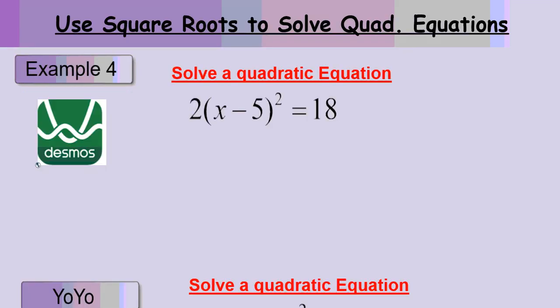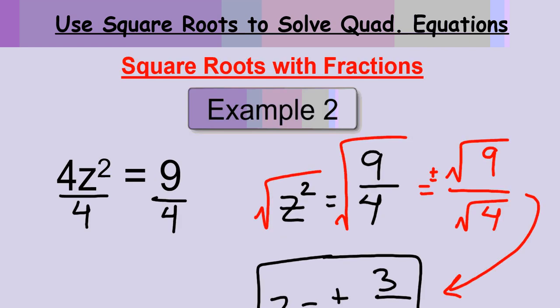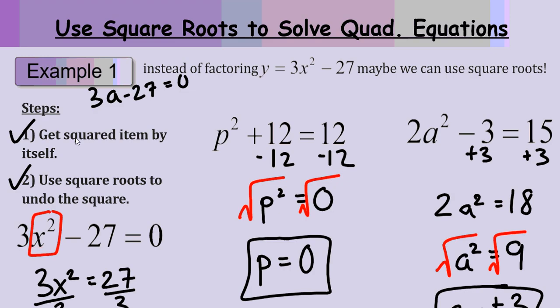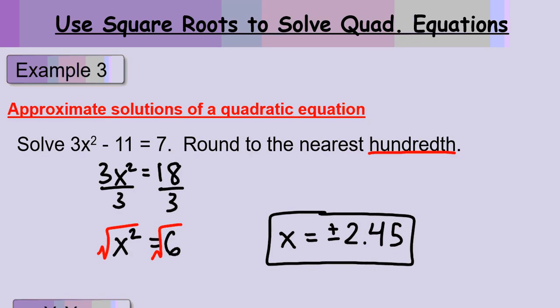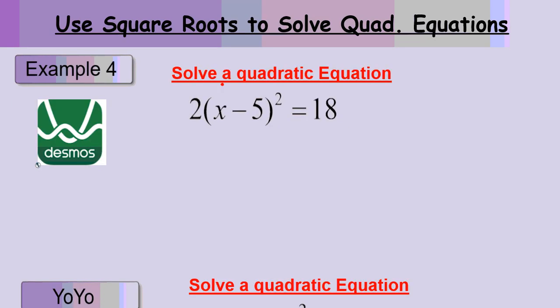Here's an example where we're going to use square roots, but we're going to have to split it into the two answers. So get this. This is why in the very first step I said when solving quadratics with square roots, get the squared item. I said item. I didn't say variable. I said item because sometimes it might be a bigger expression that's being squared, and that's exactly what's going on here. I want to get this squared item all by itself.